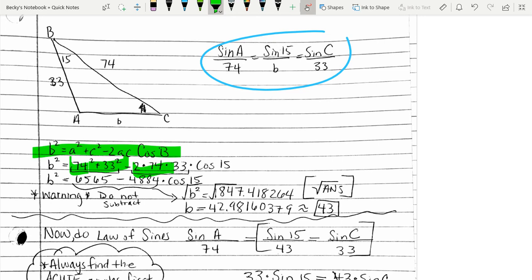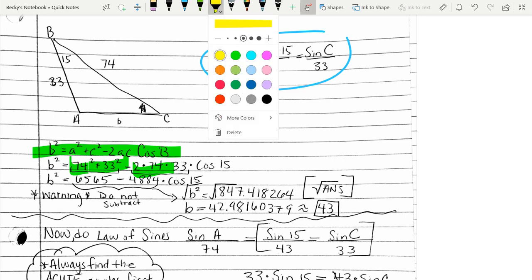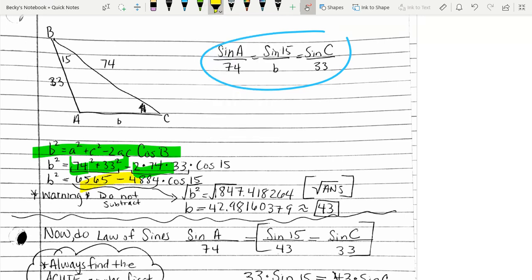Now, this is where if you're going to mess up, you're going to mess up. Every single year, everyone wants to subtract those four-digit numbers. Your brain's lying to you. Do not do it. You have to play around with your calculator. Every calculator is a little different, but the end result needs to be this big number, 1,847.418, on and on. Keep working until you get that number. Do not take 6565 minus 4884 and then times it by cosine 15. You're going to get the wrong number.